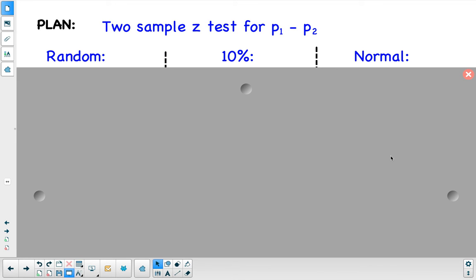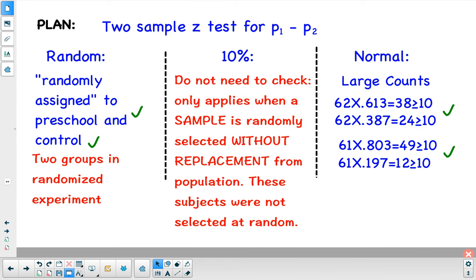Okay, so then for the plan, we are going to name the test, two sample Z-test for P1 minus P2, and state our conditions. We need to pass the random condition for both. They randomly assigned to preschool and a control. So make sure you're not writing like randomly sampled. We had random assignment. That's what's needed here since it's an experiment. So it's two groups in a randomized experiment.